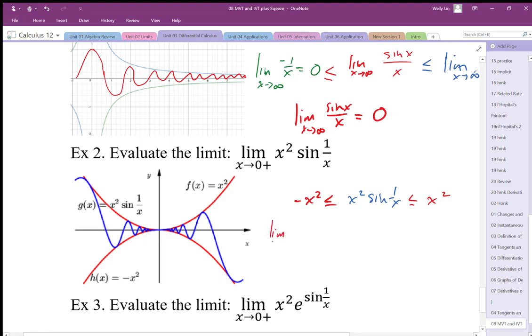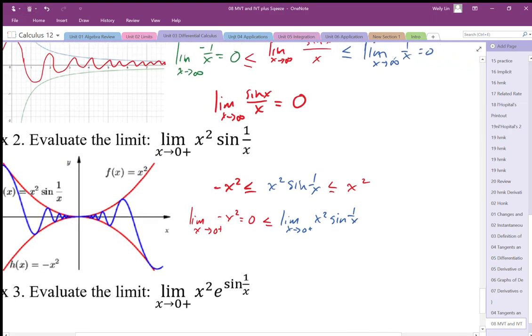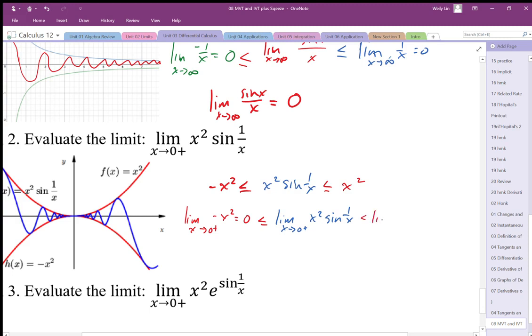We know that the limit as x goes to 0 from the positive side of negative x squared equals 0. And we know that is less than the limit as x goes to 0 from the positive side of x squared sine of 1 over x. And we know that must be less than the limit as x goes to 0 from the positive side of positive x squared, which is also equal to 0. By squeezing it like this, we can now make the statement: if the lower bound is equal to 0 and the upper bound is equal to 0, then this function must also be equal to 0.